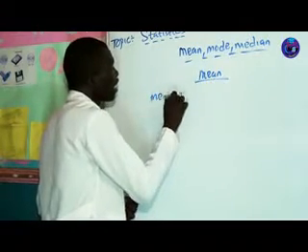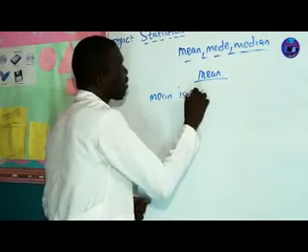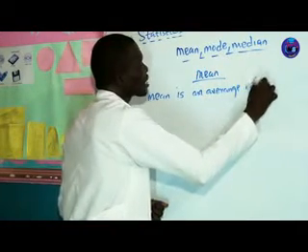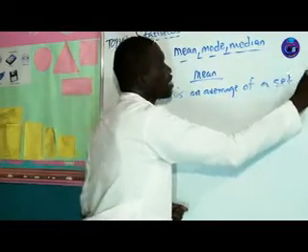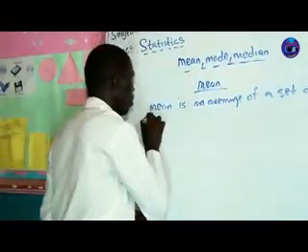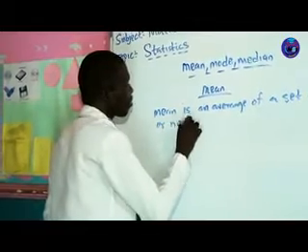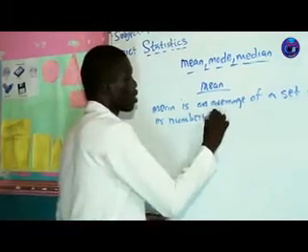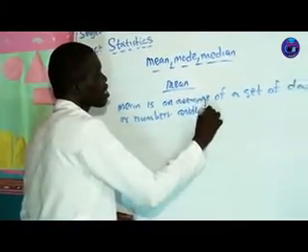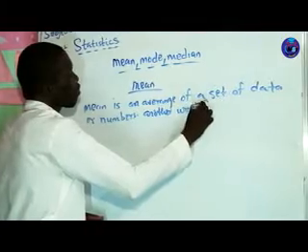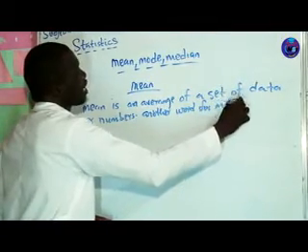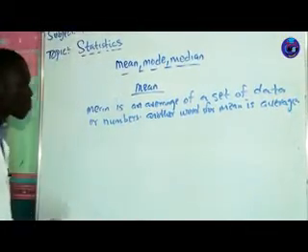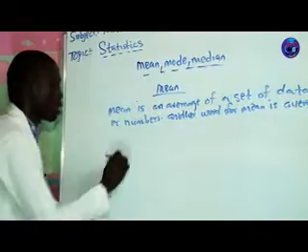Mean is an average of a set of data or numbers. Okay, another word for mean is average.